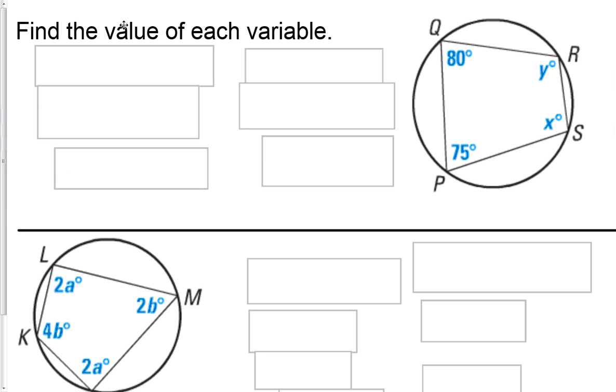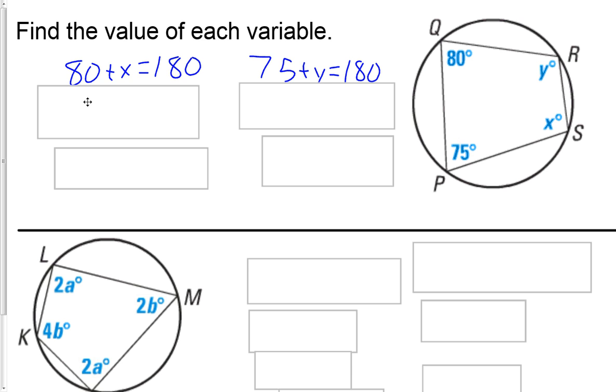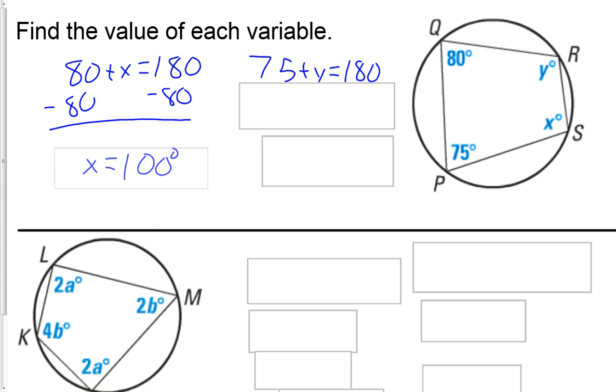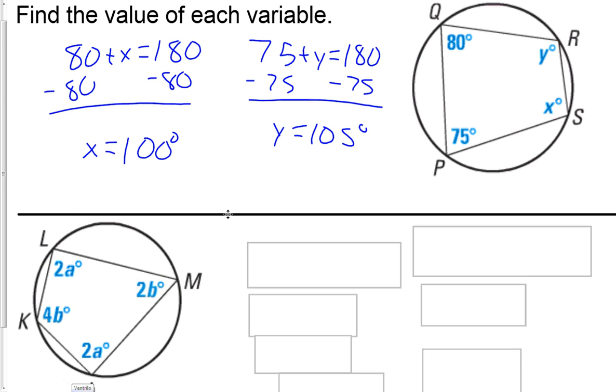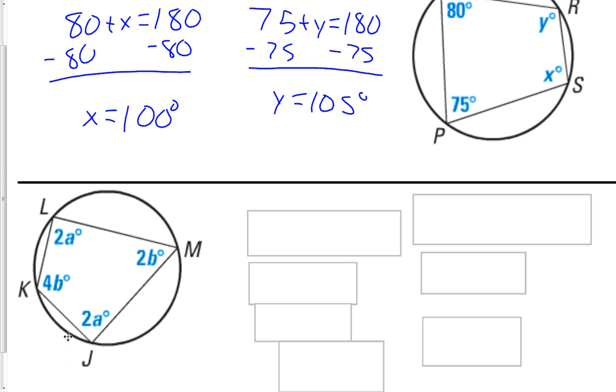So first couple problems here. We've got one value we're looking for, right? 80 plus x, because they're opposite of each other, will add equal 180. 75 plus y add equal 180, and it's just a quick subtract 80 from both sides. X is 100, subtract 75 from both sides. Y is 105.